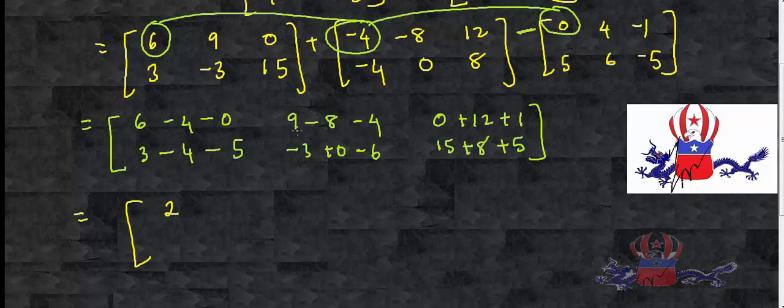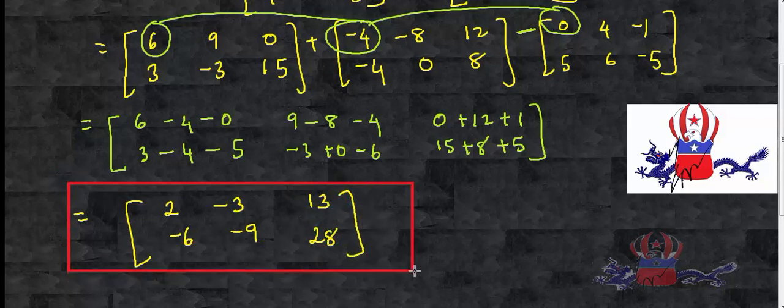That in turn has to be added with 9, so that means you have a -3. 12 added with 1 would give me 13. 3 added with -9 would give me -6. -3 added with -6 would give me -9. 15 added with 8, that would be 23, added with 5 would give me 28. So this is the final answer to our evaluation question.